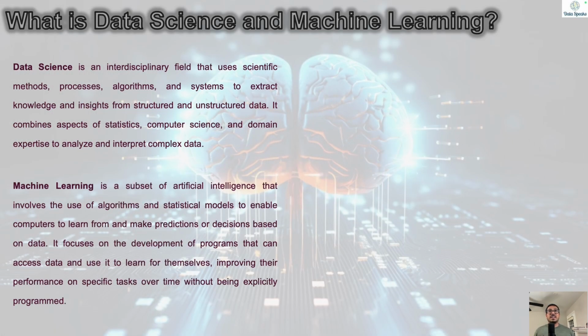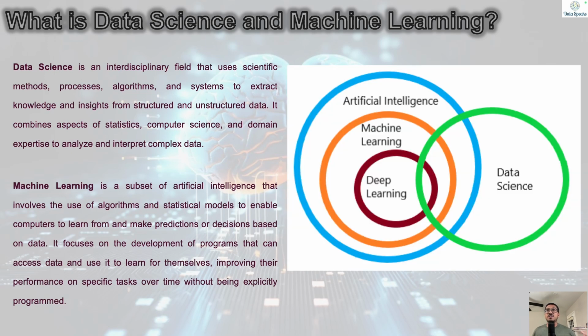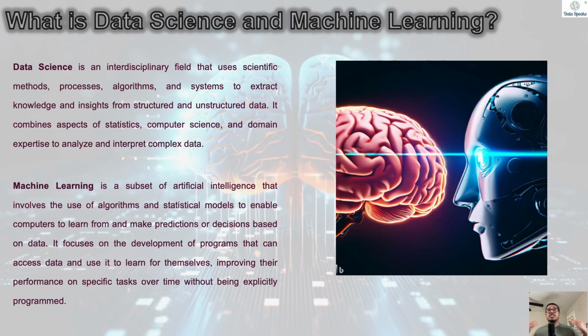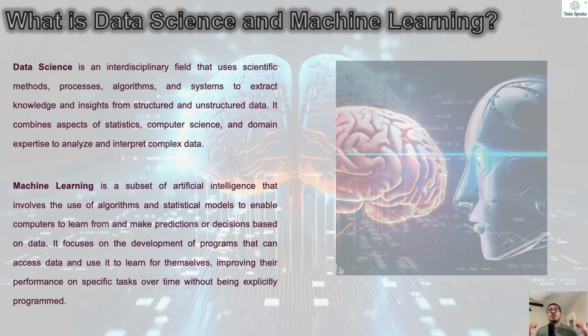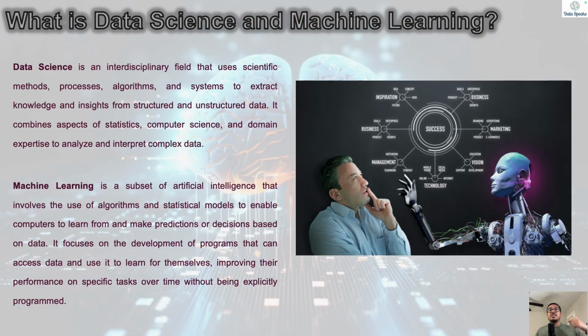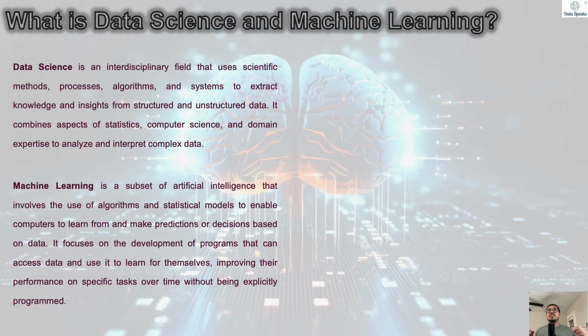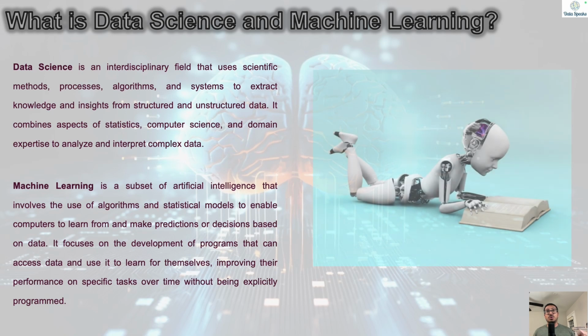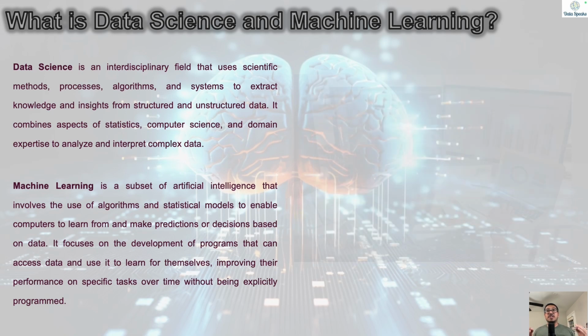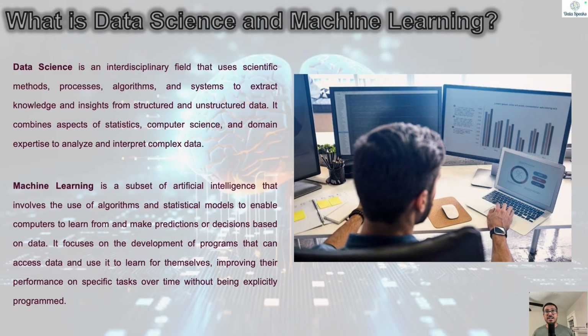Next, we will understand what machine learning is. Machine learning is a subset of artificial intelligence. One thing is human intelligence, that is biological intelligence. Here, we are creating artificial intelligence. We are building the intelligence, and that involves the use of algorithms and statistical models. We just talked about statistical models in the data science explanation. In a similar way, in machine learning, we use statistical models to enable computers to learn from the data and make predictions or decisions based on the findings from the data.